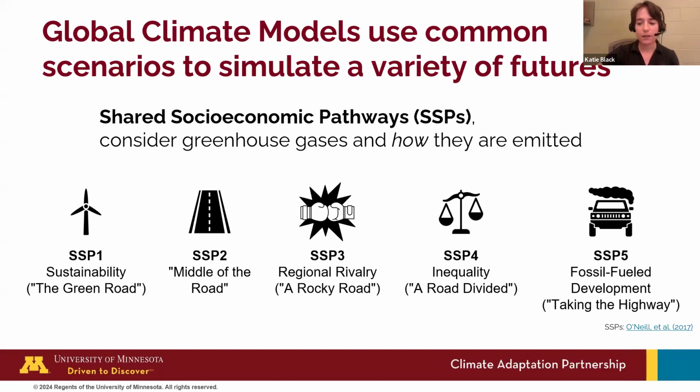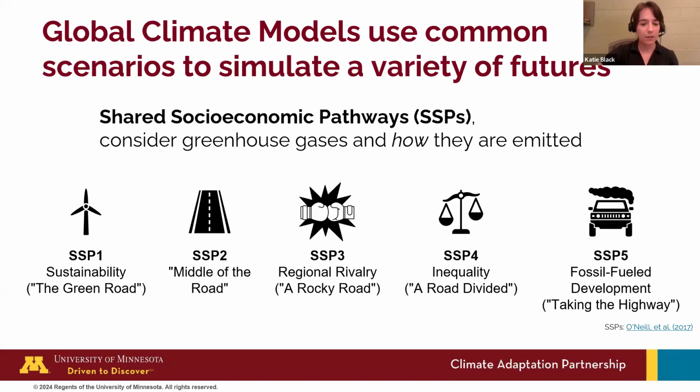Our next scenario is SSP3, also known as regional rivalry, in which countries do not work well together. There is a lot of focus on security at the expense of international collaboration. If we look at SSP4, that is also known as a divided road, where we see unequal investments across the globe in knowledge and capital investment in response to climate change, and we see a less educated labor-based society. And then our last scenario, SSP5, relies heavily on fossil fuel development, where we see continued competitive markets relying on the use of fossil fuels.